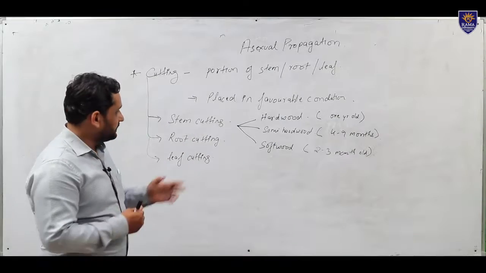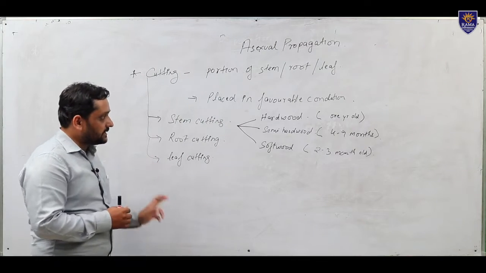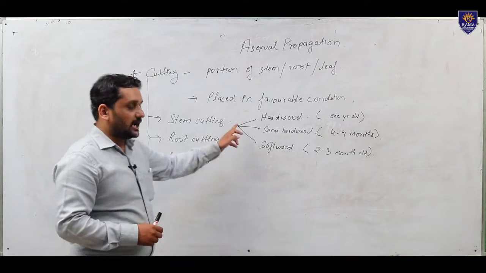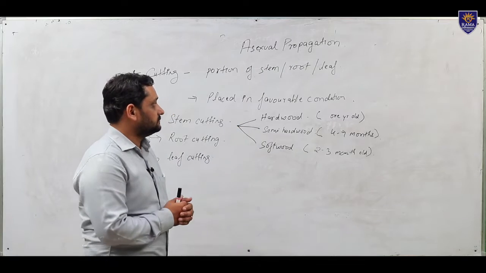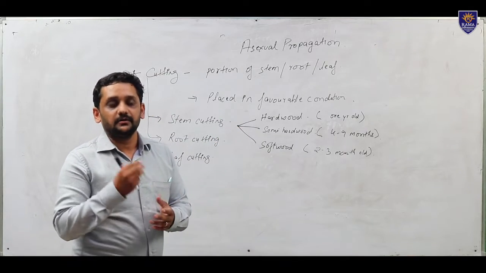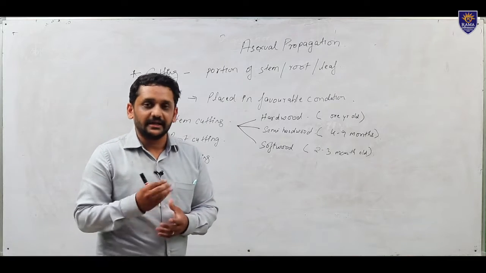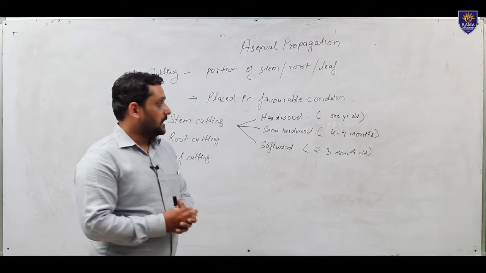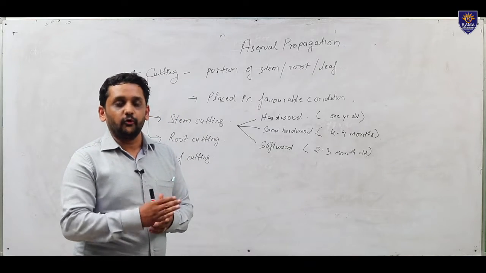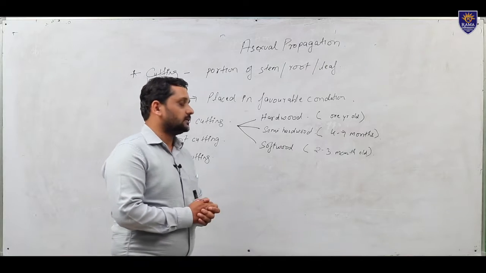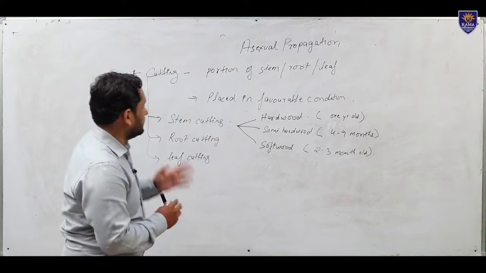As the heading depicts, stem cutting means we cut the stem of a plant. The stem cutting is further divided into three parts: hardwood, semi-hardwood and softwood. For hardwood cutting, the branch which we take should be about 1 year old. In semi-hardwood cutting, the branch should be 4 to 9 months old. And in softwood cutting, the branch should be 2 to 3 months old.